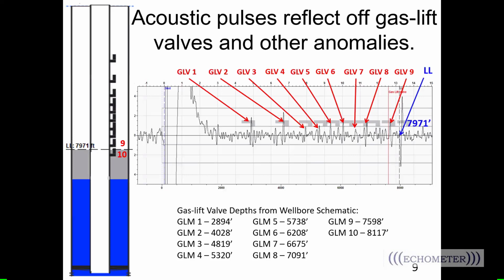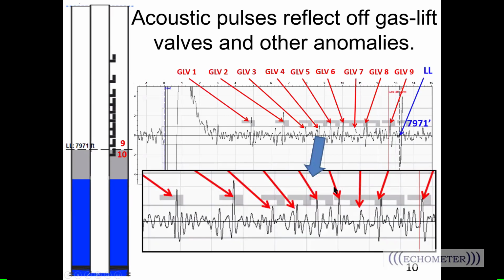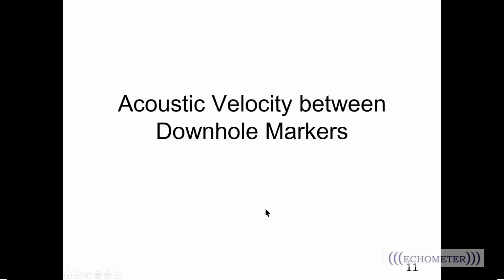It's very typical to see the acoustic velocity fluctuating along with pressure and temperature, especially as the depth of the well increases. And that's pretty much on any producing well. But being able to see the gas lift valve and its individual reflection all the way down gives us a really good idea of how we can create a trend, where we see the increasing acoustic velocity. So not all markers line up exactly with their reflections. This is due to the acoustic velocity changing. There's a little bit closer view there.